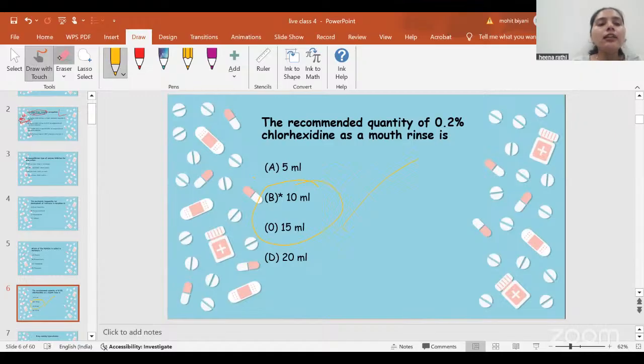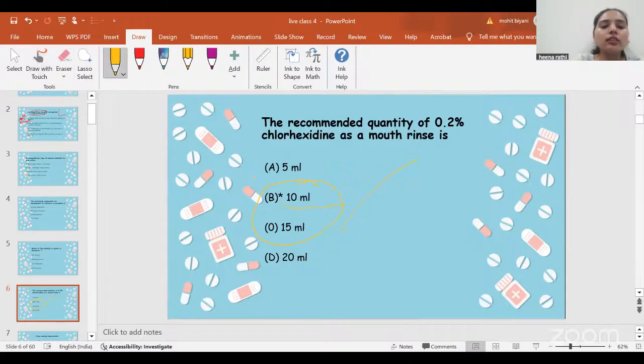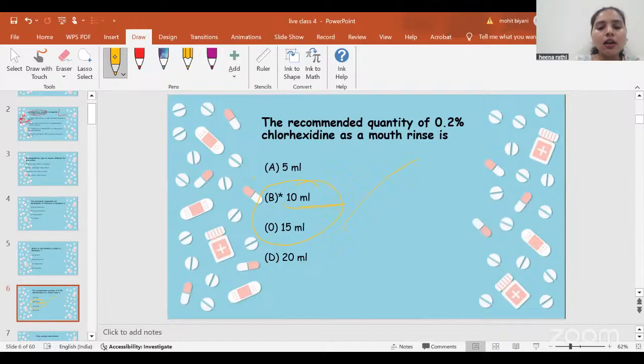But if we want to be a little more precise, then 10 ml of chlorhexidine is considered to be the more precise quantity. And this 10 ml of chlorhexidine as a mouthwash is given for 30 seconds. Why is it given for 30 seconds?